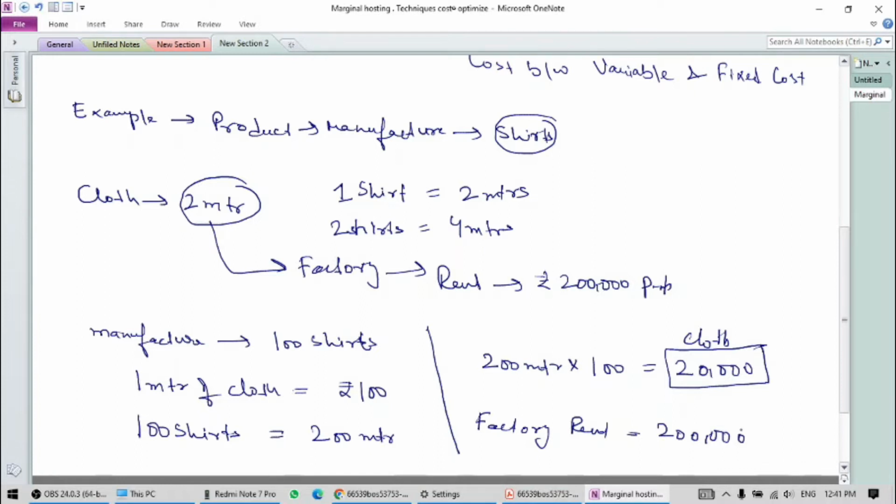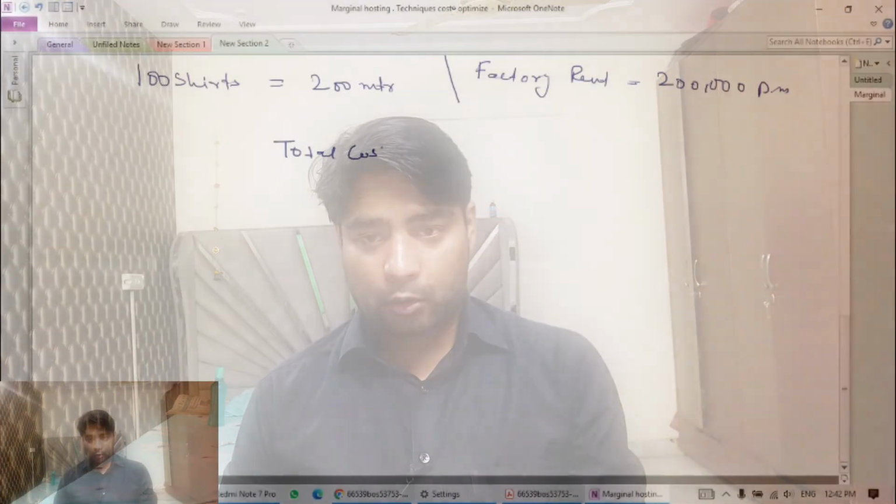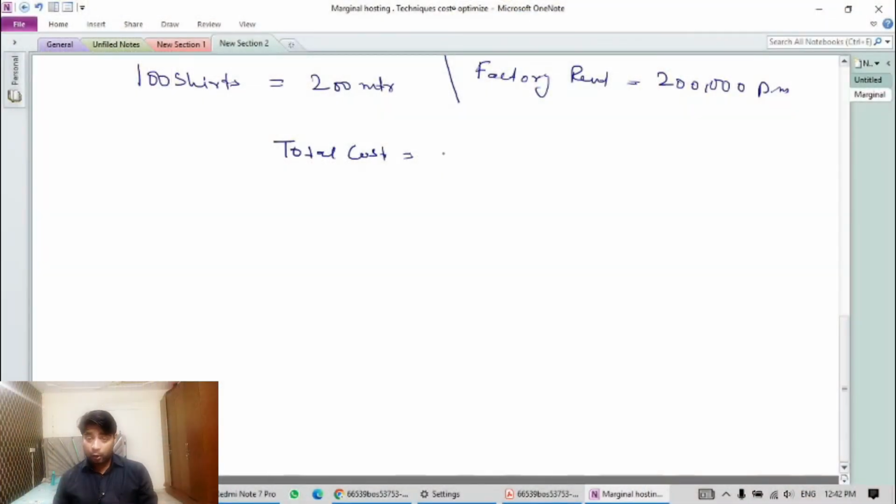That is 2 lakh per month. Now what we can do is distinguish the total cost. So what will be the total cost? The cost of the cloth will be 20,000 plus the factory rent 2 lakh. So the total cost will be 2 lakh 20,000.